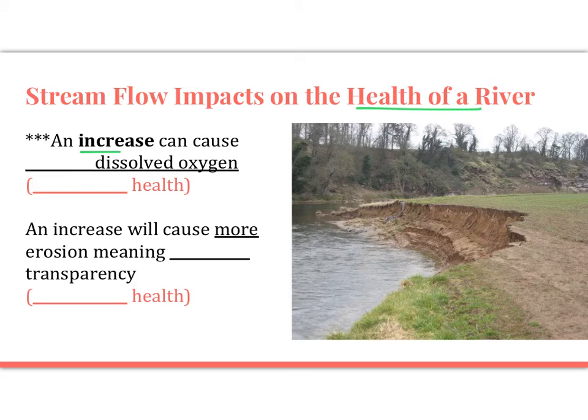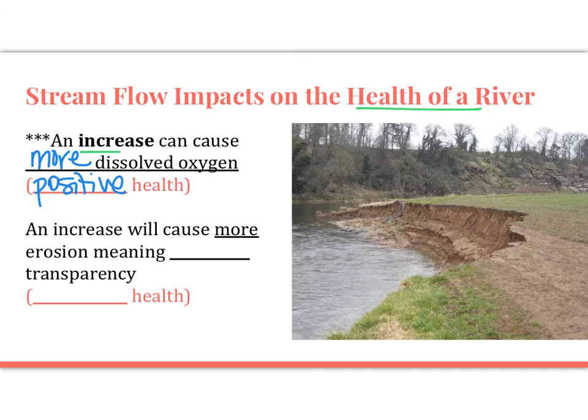Typically what we see with a higher level stream flow is more dissolved oxygen. And dissolved oxygen is, of course, measuring the amount of oxygen in the water, and so we like to see more dissolved oxygen for the animals in the river. And so that is, of course, a positive health impact. So higher stream flow means higher dissolved oxygen.